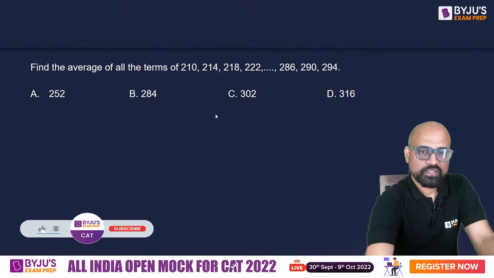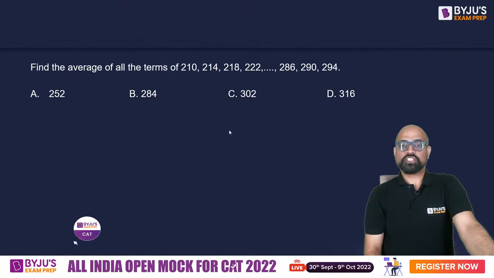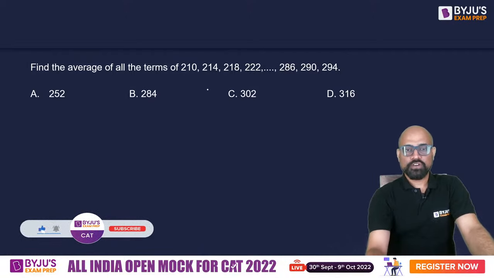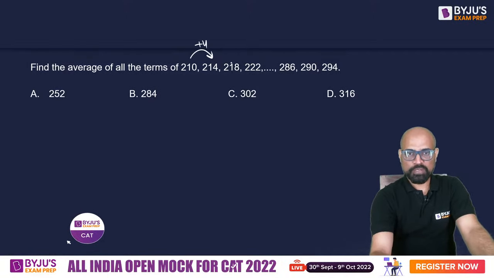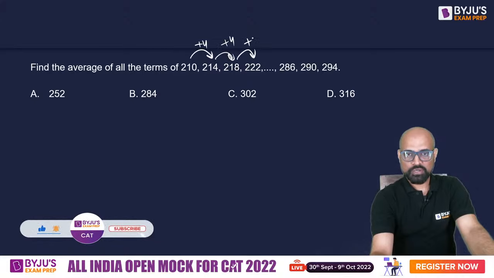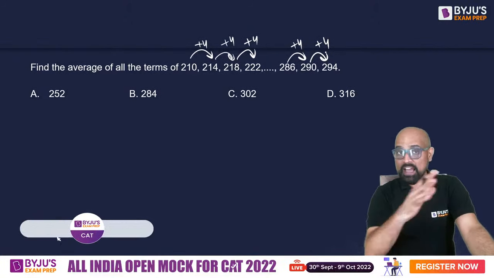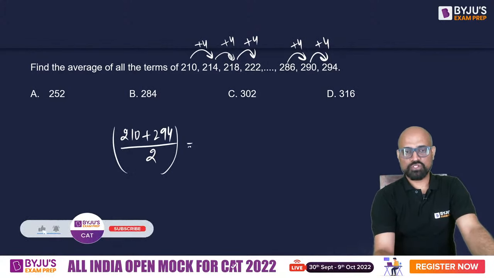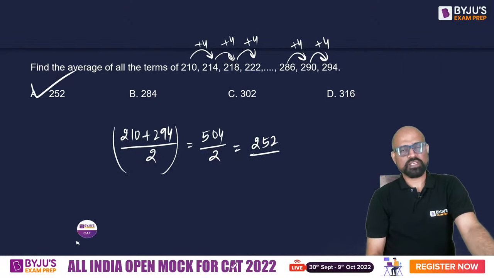Next question. Find the average of all the terms 210, 214, 218, 222 and so on up to 294. Well, if you pay attention, this is an AP with a jump of 4 every time, right? So whenever you have an AP and you have to find the average of an AP, how do you find the average of an AP? You take the first and the last and take their average. So this is going to be the average of 504, as in half of 504, which is going to give us 252. Option A. As simple as this.